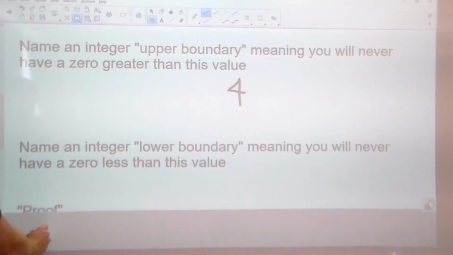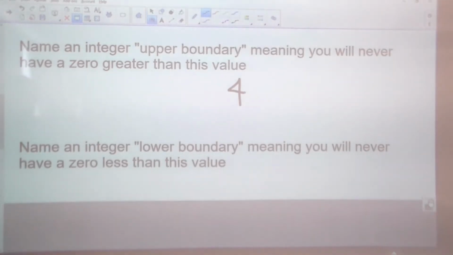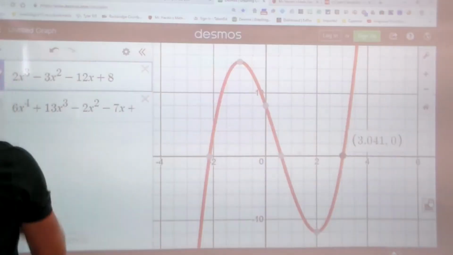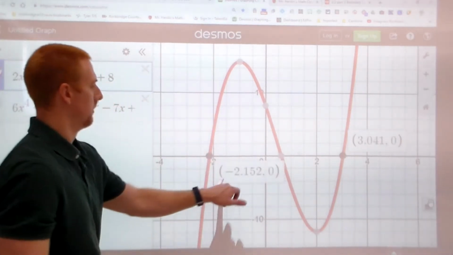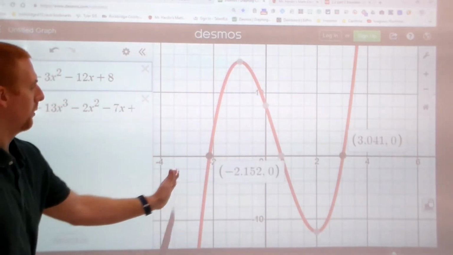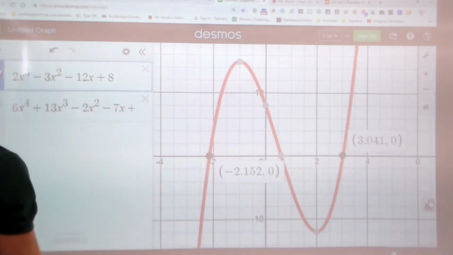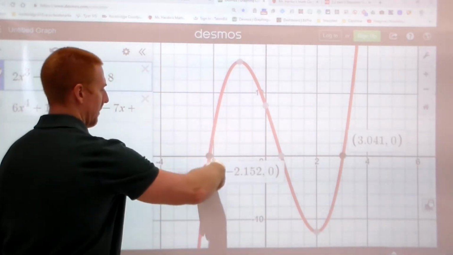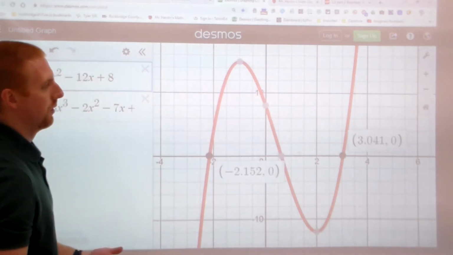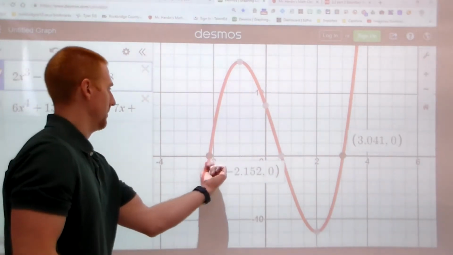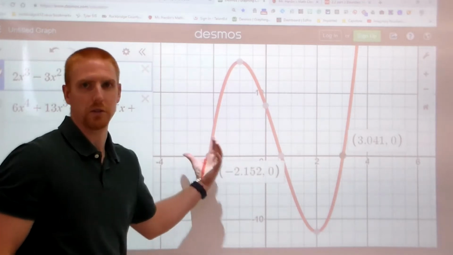So I'm going to ask you to do it on the other side. Let's find a lower boundary, so on that left side. All right, cheating again. A little bit past -2, so I'm going to go ahead and say -3. Guaranteed there's no more zeros past that point, because the function's going down forever past that point, so it's never going to come back up, you're never going to get another zero.